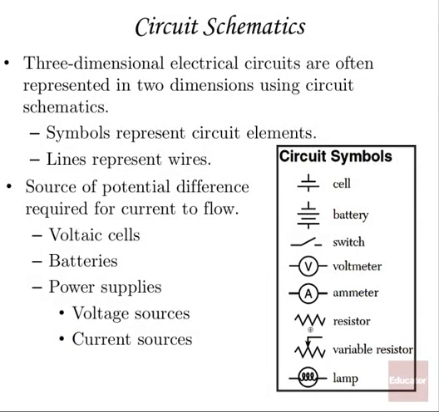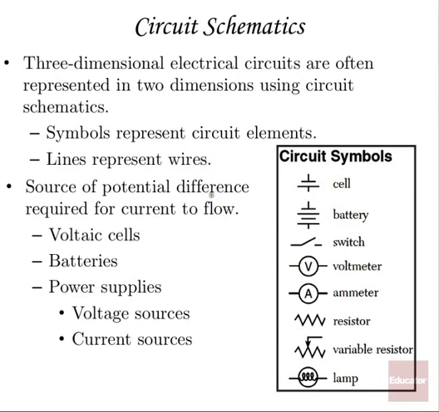So, circuit schematics are two-dimensional representations of three-dimensional physical circuits. Looking at a physical circuit, things can get complicated in a hurry. A circuit schematic is a way of representing that on paper or on a computer that allows us to much more neatly organize what we're going to do with that circuit. Symbols represent the circuit elements, and lines represent conductive wires.